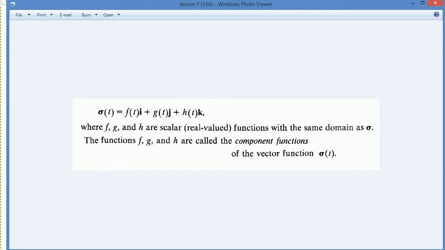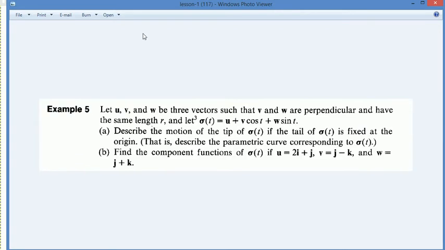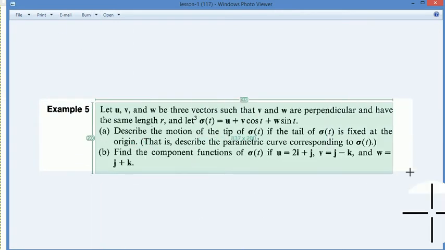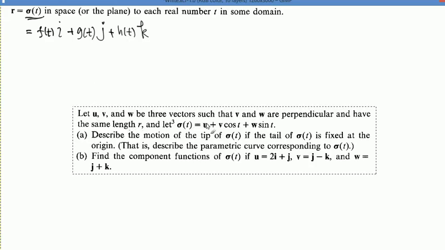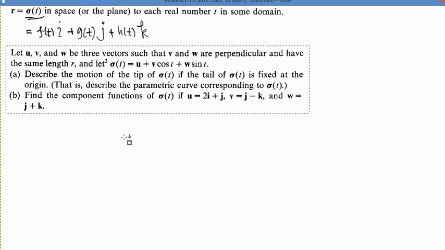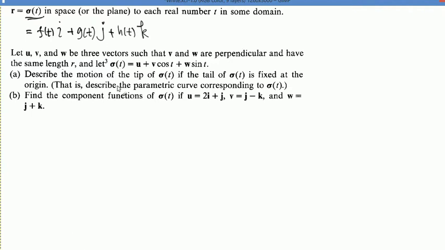So we talked about component functions, and this might be a bit of a challenge, but not so much. Maybe some of you find it very natural. I will only make part B an exercise. So we have vector u and vector v and vector w. Three vectors are given, and v and w are perpendicular to each other and have the same length, hovering in 3-dimensional space. And we're going to consider the following vector function.